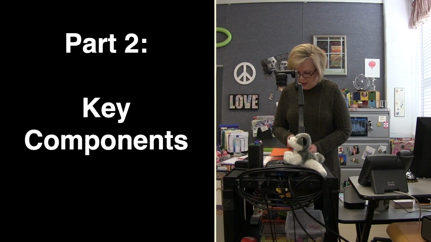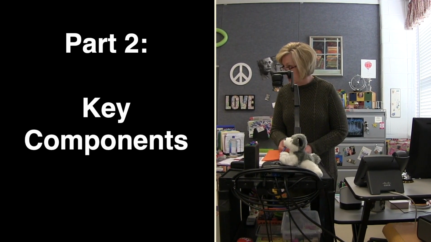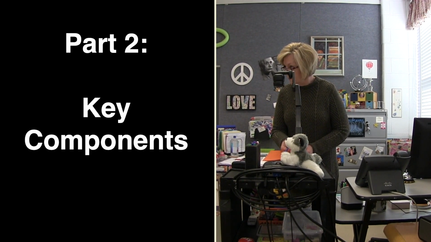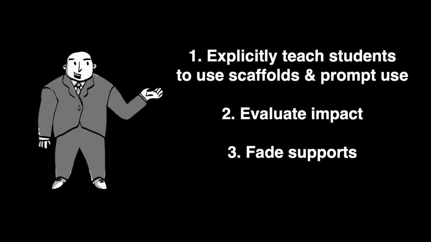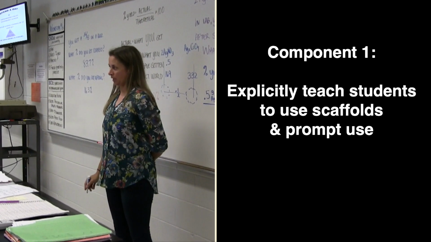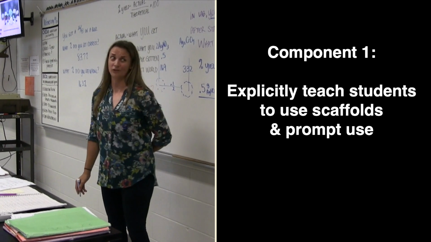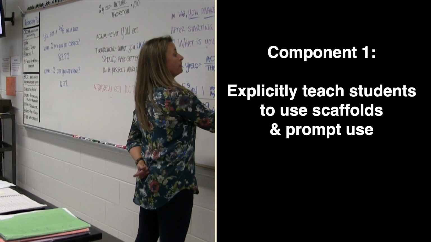Part 2. 3 essential steps of providing scaffolded supports. There are 3 essential steps of providing scaffolded supports. 1. Explicitly teach students to use scaffolds and then prompt students to apply them in the appropriate situation. 2. Evaluate performance using scaffolds. And 3. Fade supports. Component 1. Explicitly teach students to use scaffolds and prompt appropriate use.